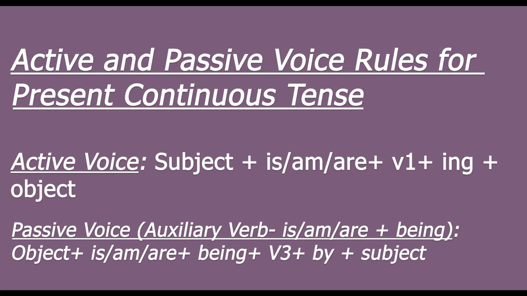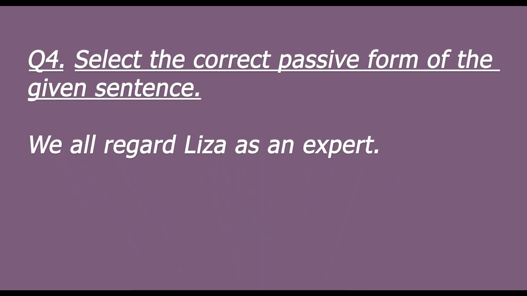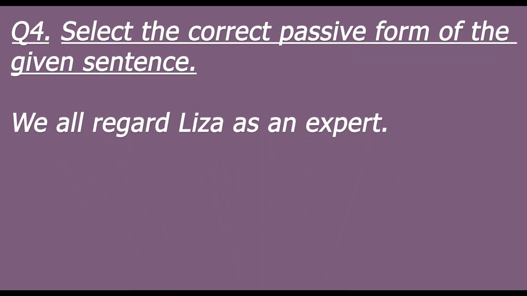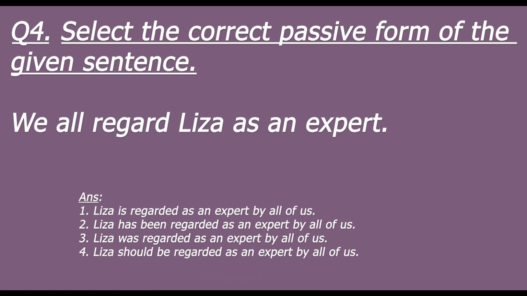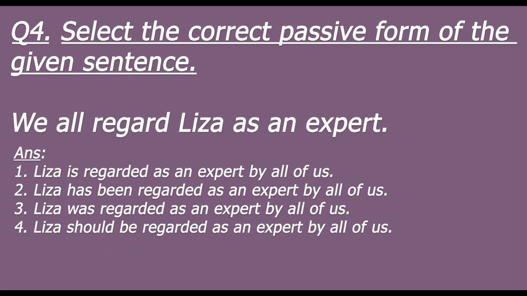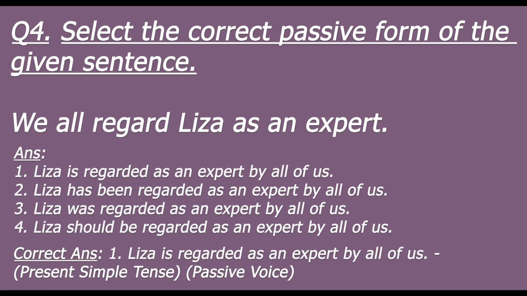That is in the passive form, it is object plus auxiliary verb plus being plus V3 plus by plus subject. So in the present continuous tense, being is necessary. At the fourth sentence, we all regard Lisa as an expert. Again, we had to give the answer in the passive form. So the fourth sentence, you see, the correct answer is Lisa is regarded as an expert by all of us.